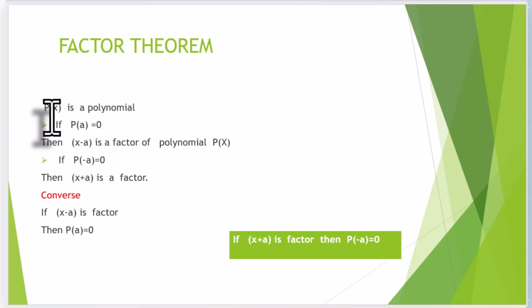The concept is: p of x is a polynomial, and the variable is replaced by a real number a. If p of a is equal to 0, then x minus a is a factor of the polynomial p of x. If p of minus a is equal to 0, then x plus a is a factor. For positive a, x minus a is a factor of the polynomial. For negative a, x plus a is a factor.